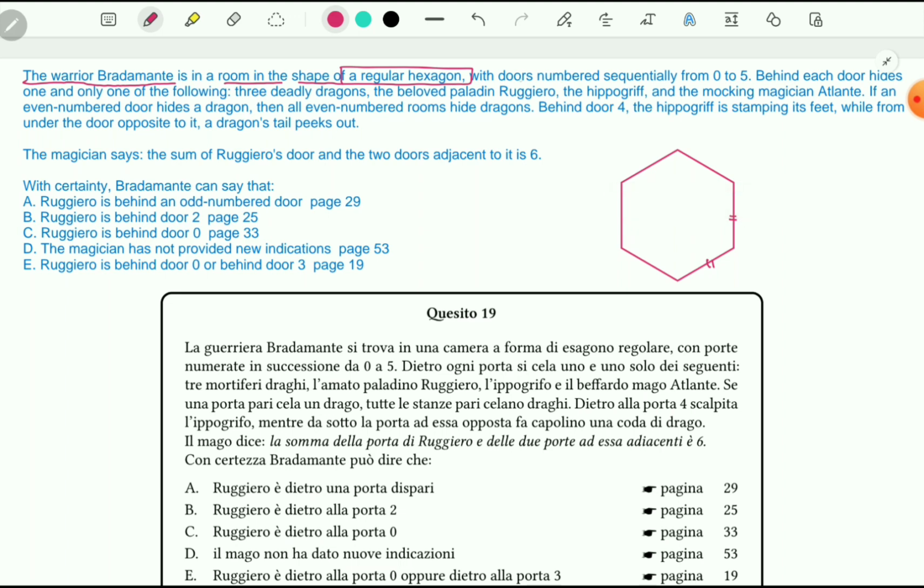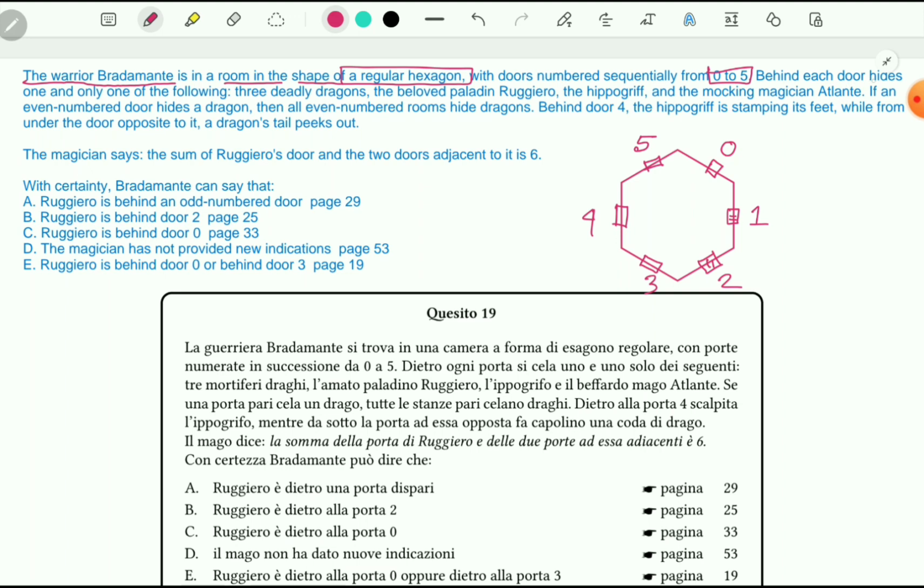Okay, with doors numbered sequentially from 0 to 5. So all these sides have a single door, like here a door, here. On this side a door, like this. They have 6 doors numbered 0 to 5. We can number it like this. This is 0, 1, 2, 3, 4 and 5.